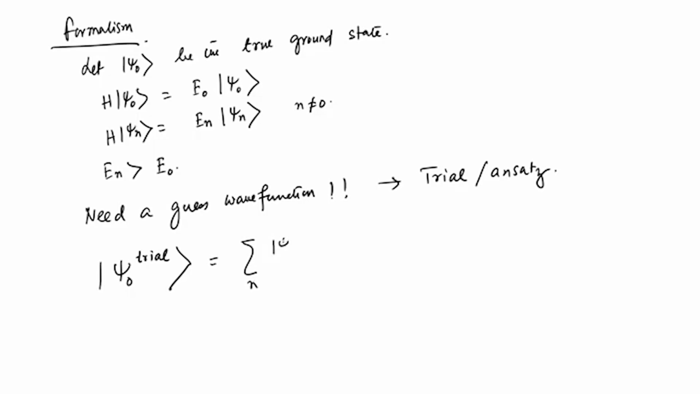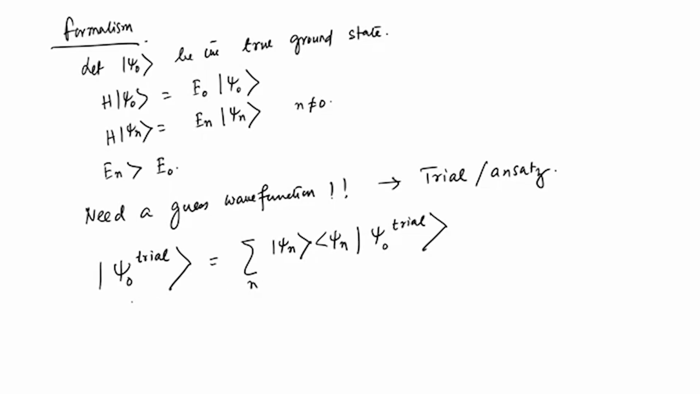So, how do we write that? The true eigenstates of the system. We do not know either of them, that is, we do not know psi n, but we can say that it is basically a linear combination of all the eigenstates of the system. Okay. So, this is a linear combination.